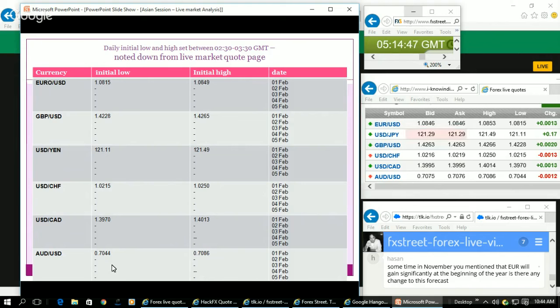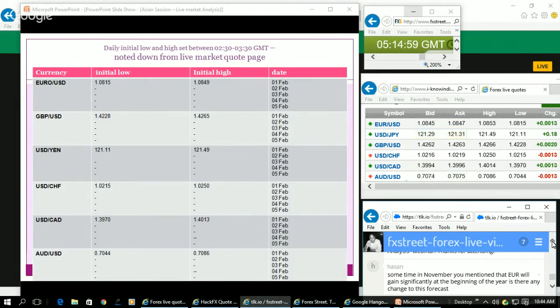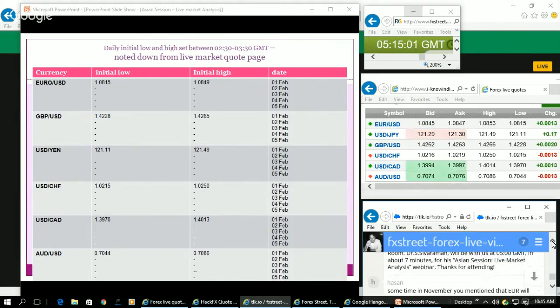Australian dollar, 0.7044 is the low, 0.7066 is the high. They have not breached the low or the high. So we find they have not breached much of the currencies' highs or lows.